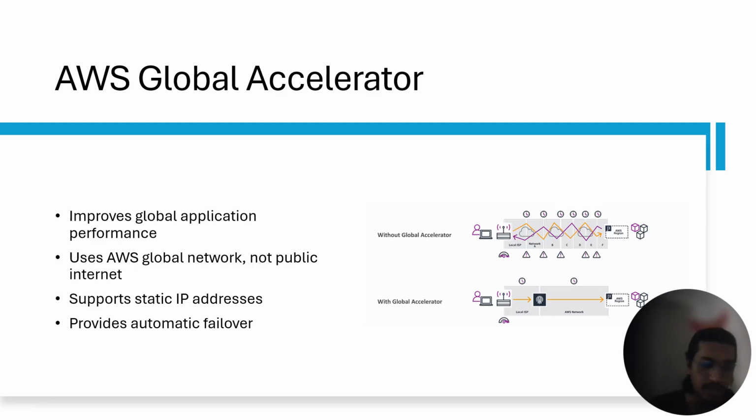If a region becomes overloaded or unhealthy, then it will reroute to healthy endpoints, and it is widely used for online gaming, financial apps, or e-commerce platforms, something like eBay. Okay, and it also provides support for automatic failovers.